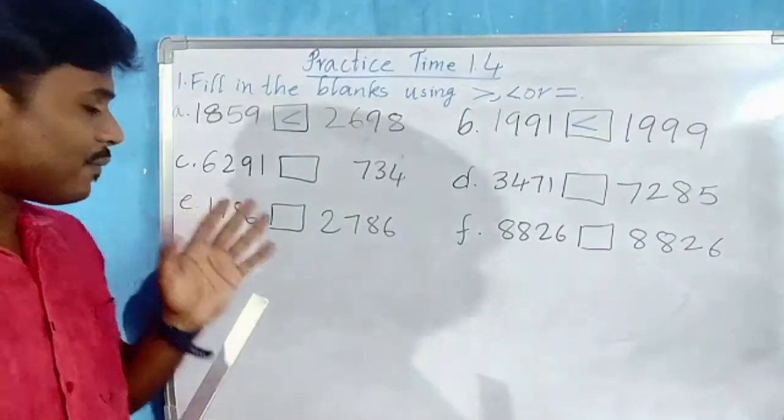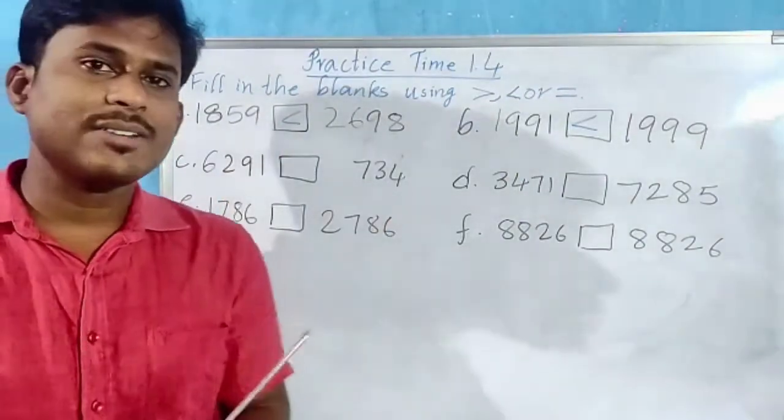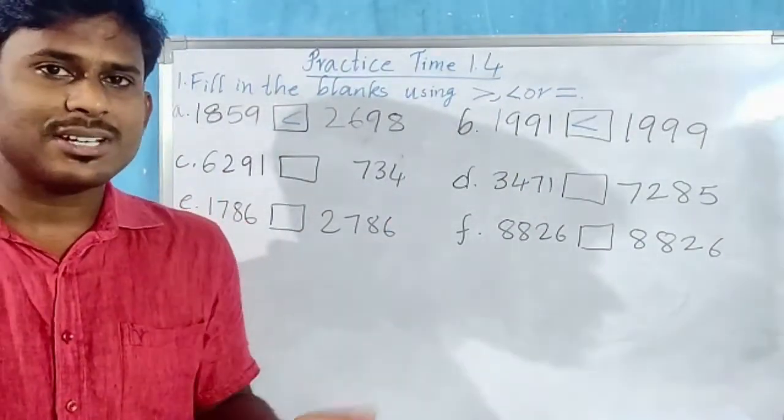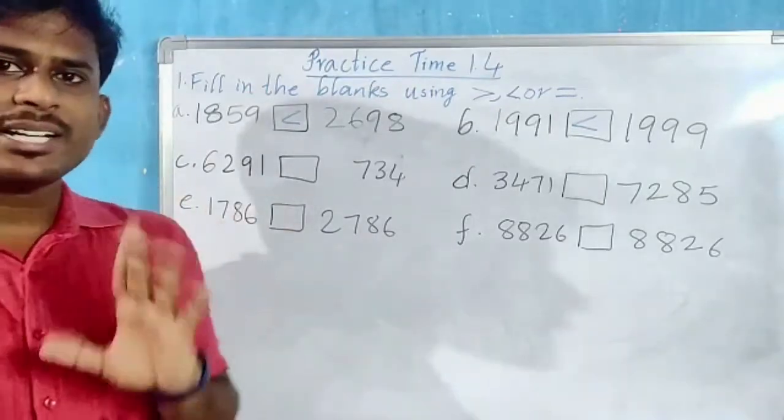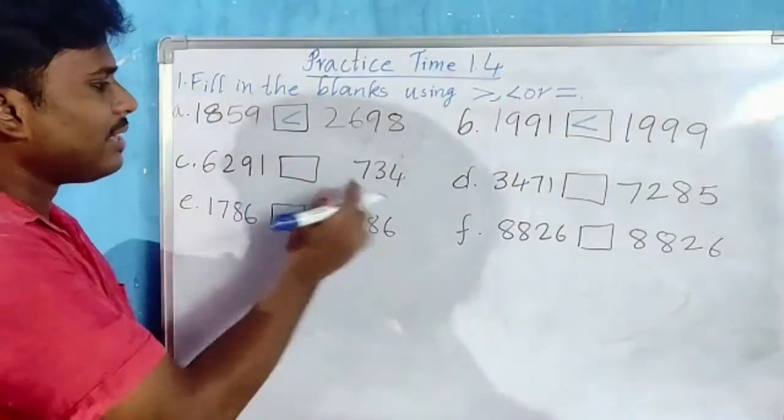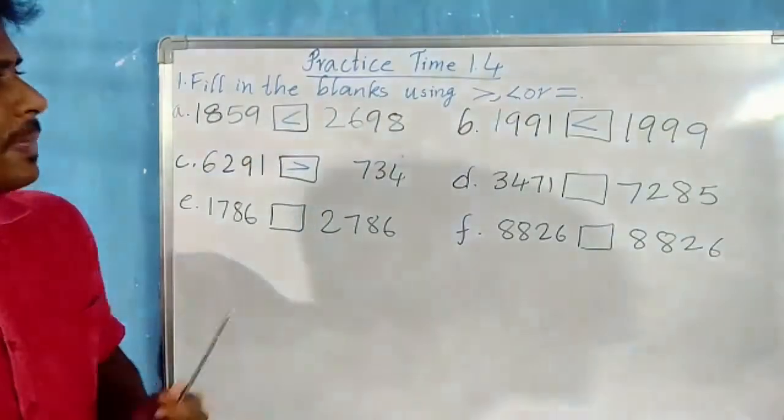Now go for this question. Here we have left hand side 4 digit numbers, whereas right hand side we have 3 digit numbers. As we discussed, greater the digits, the greater the number will be. So this number is greater than this. D question.